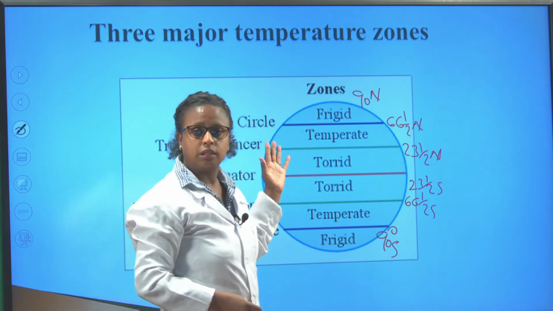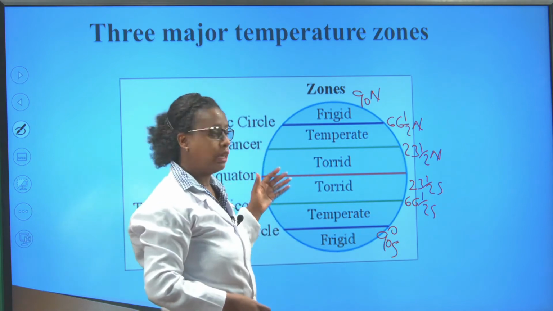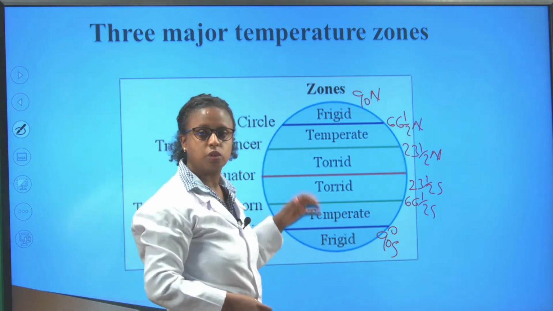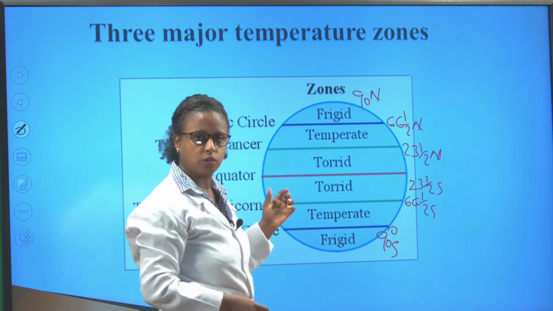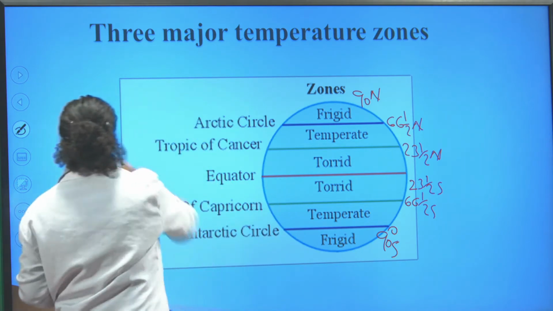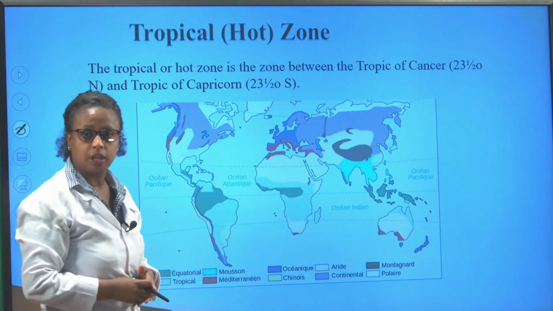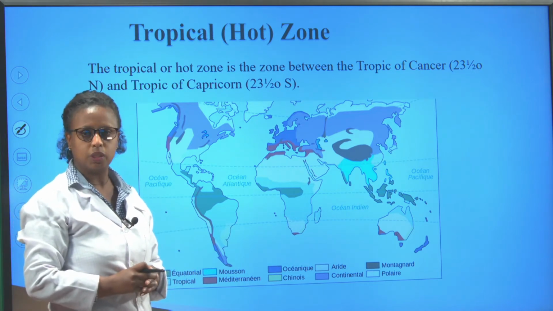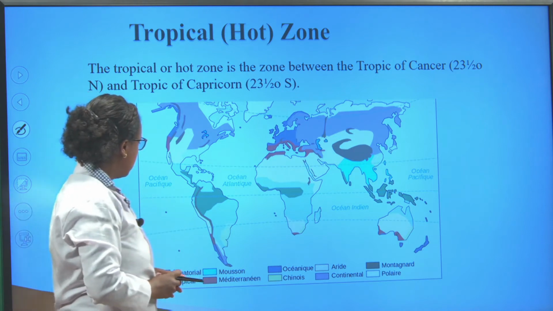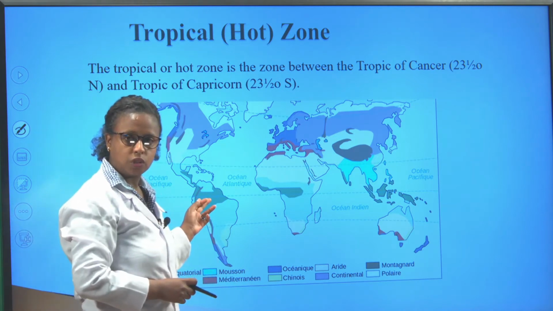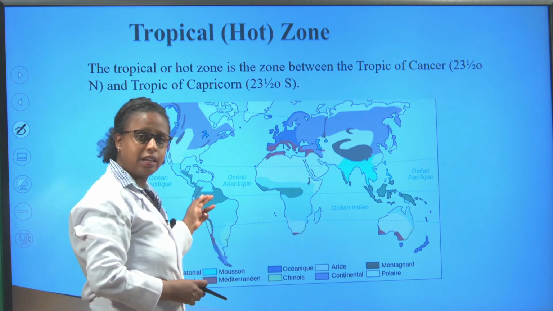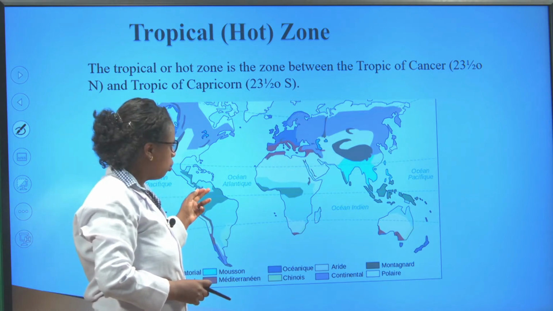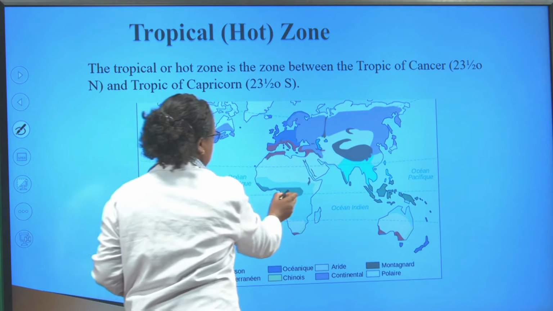These are the 3 temperature zones of the world. Let us start our discussion from the torrid or the tropical hot zone. The region is located between 23.5 degrees north and south, and it's divided into 4 subregions. These are the tropical rainforest region. This dark green color indicates the tropical rainforest region.